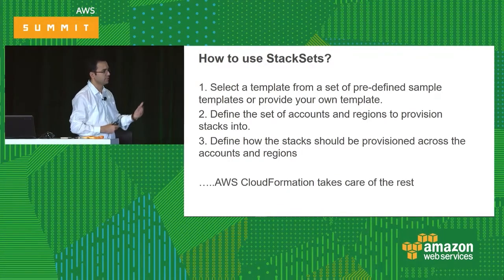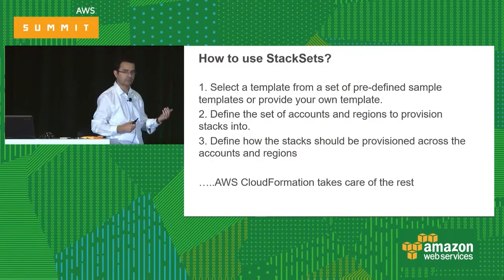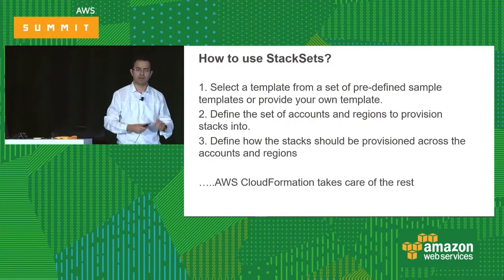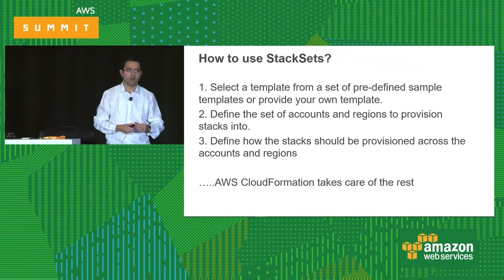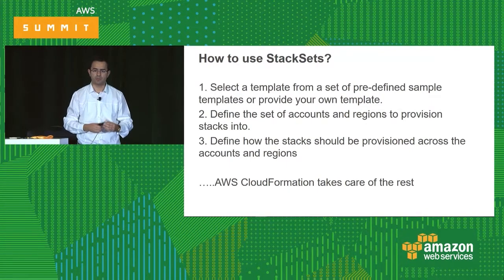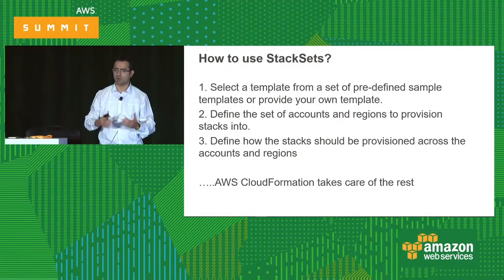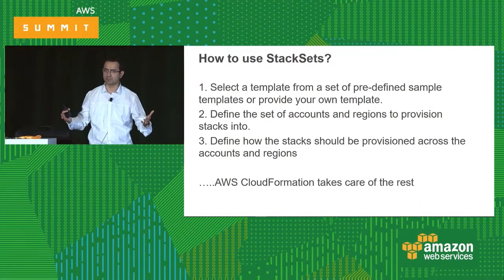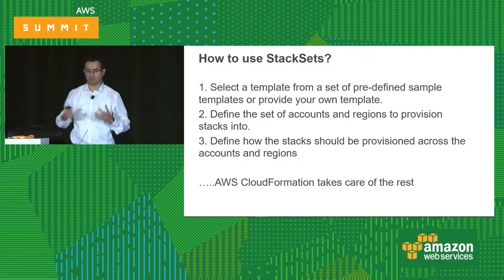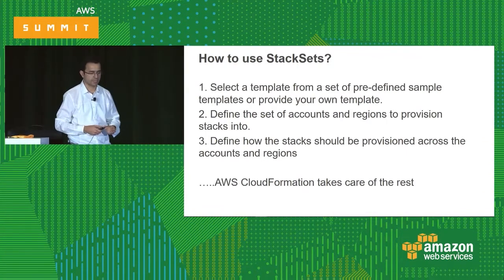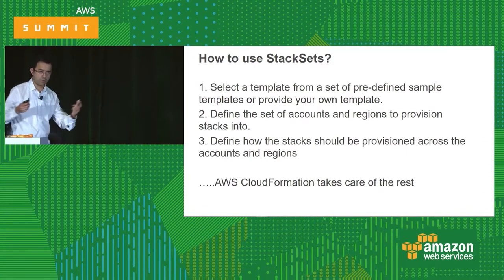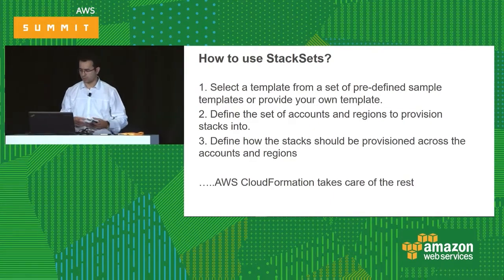Similarly, you can specify your failure tolerance. So for example, if I have 100 accounts, I want to make sure that if my provisioning fails for any reason for more than 10 accounts, I want to stop the provisioning across the rest of my 100 accounts. So the failure tolerance is an important setting that you can configure. And I'll walk through this in a demo in a couple of minutes.